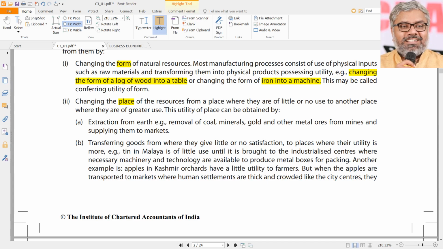The computers I am using, the headphones that I am using, all the technique, all the equipment that I am using and you are using, both are creating place utility. So that is what production does. Production creates place utility. Simply, it takes the resources from one place and takes them to another place where they are of greater use. Iron ore is there somewhere.